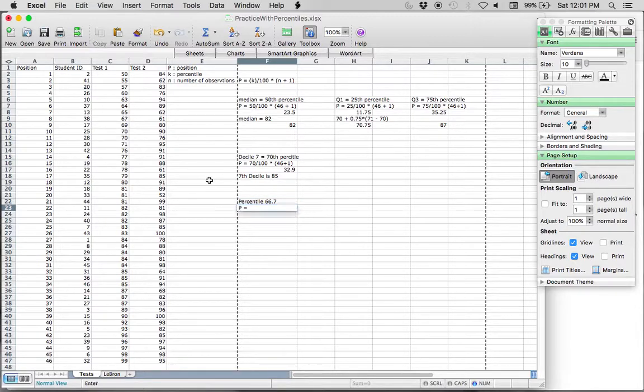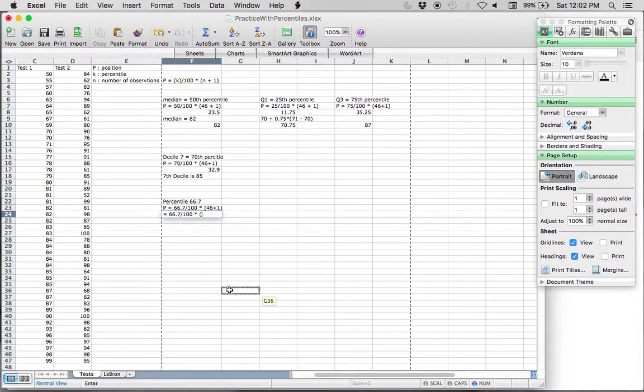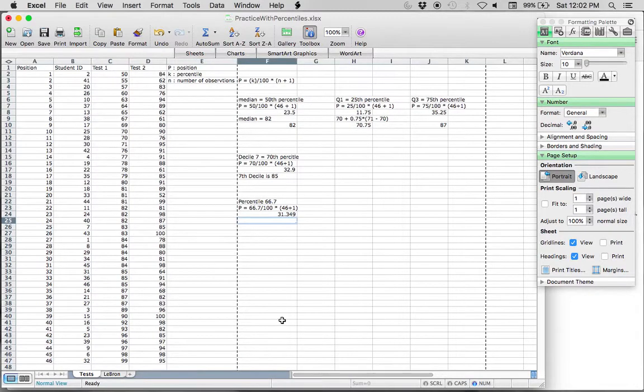So we just do this the same way. We put in the percentile, 66.7, divide by 100 times 46 plus 1, and we let Excel compute it. I did something funky there. Okay, let Excel compute it. 46 plus 1. All right, so it's going to be between the 31st and 32nd position, and it's going to be 0.349 of the way to the 32nd position.